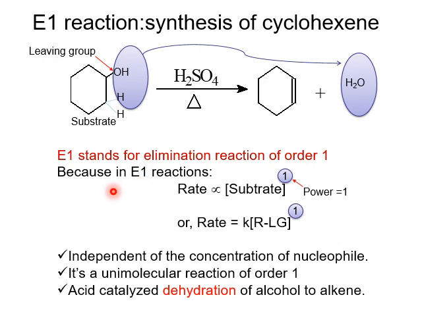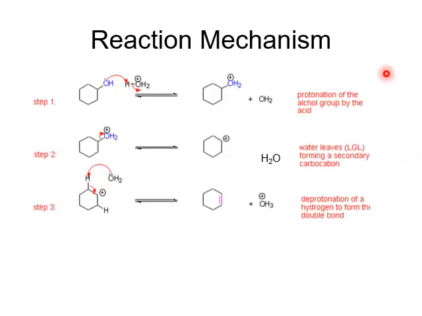And so this is the acid-catalyzed dehydration of alcohol to alkene. That's why we are using sulfuric acid here. It's a catalyst of the reaction. About the mechanism, the first step is protonation of the alcohol group by the acid. Then in the second step, we'll have the removal of water. And at the last step, step 3, we will have the formation of the double bond.